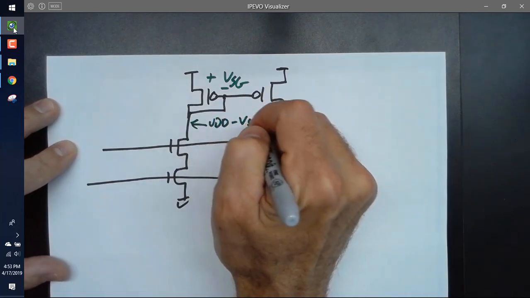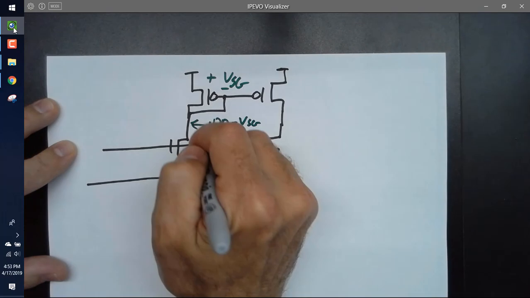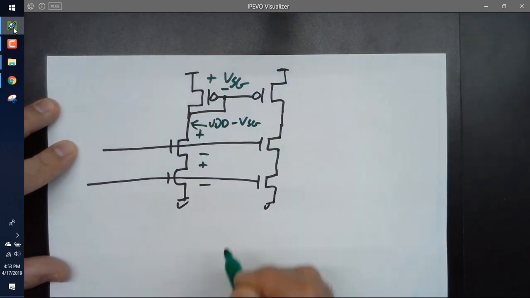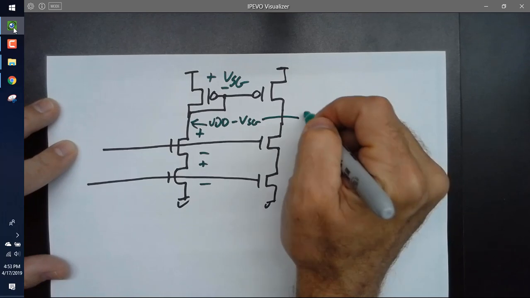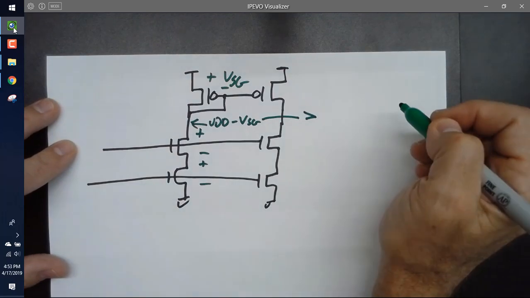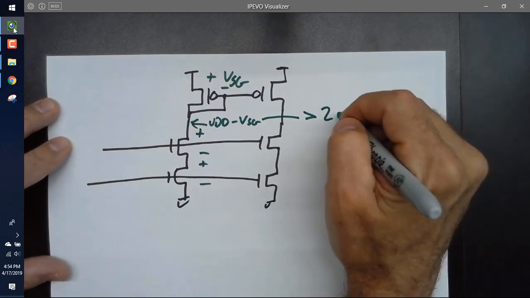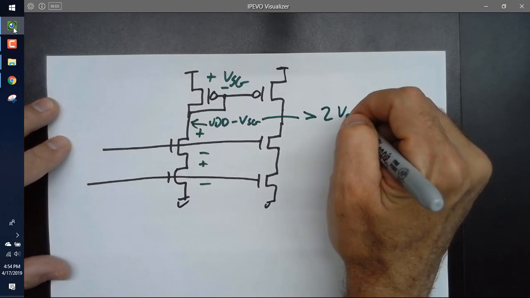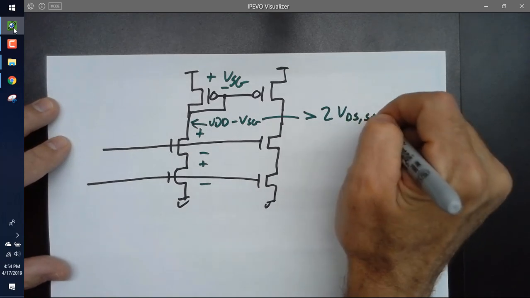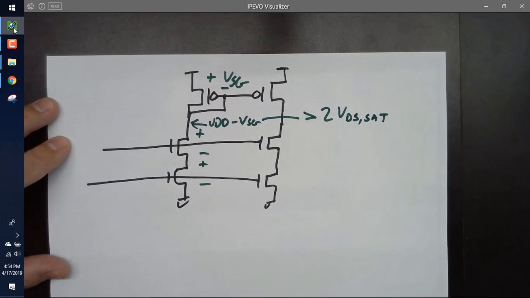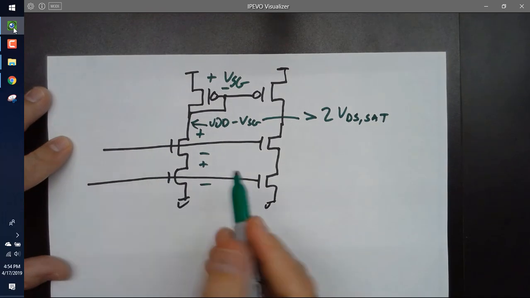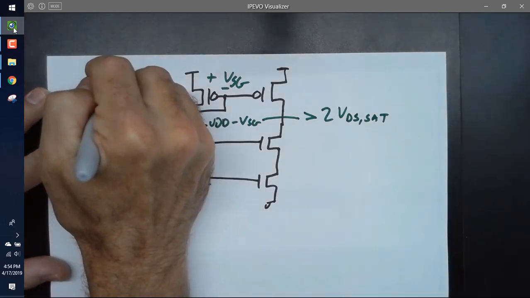VDD minus VSG. Now what do I need across each device here? This voltage has to be greater than what? 2 VDS sat. Everybody agree with that? Now, let's take and do the following.